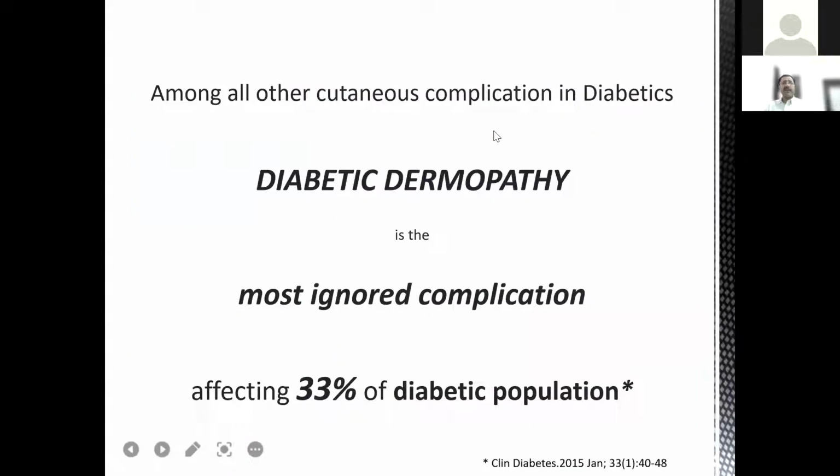Among all other cutaneous complications of diabetes, diabetic dermopathy is the most ignored complication, which affects 33% of the diabetic population, because it is silent and does not cause much discomfort.